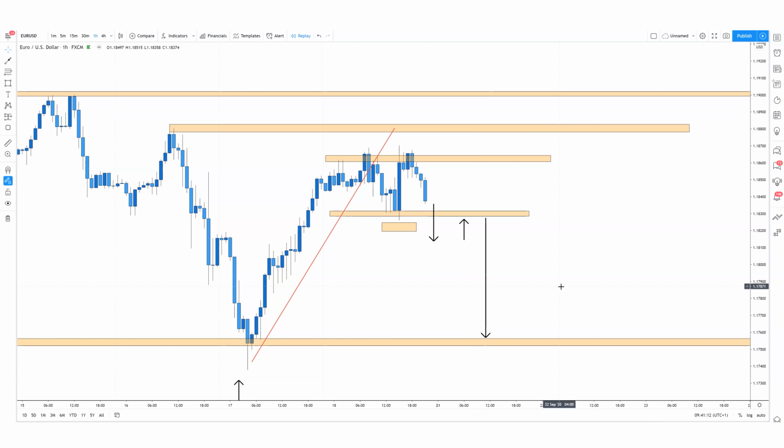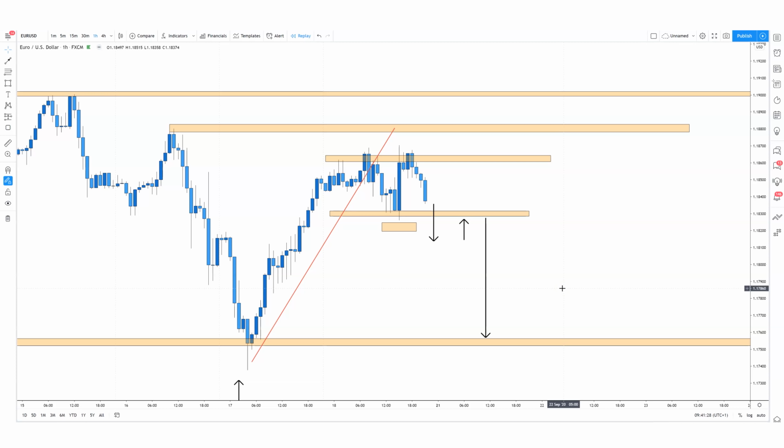So that's how I break down my analysis based on structure and behavior, key levels, and then planning my trade in order to look for a good setup with a high probability of winning. So that's Euro USD.